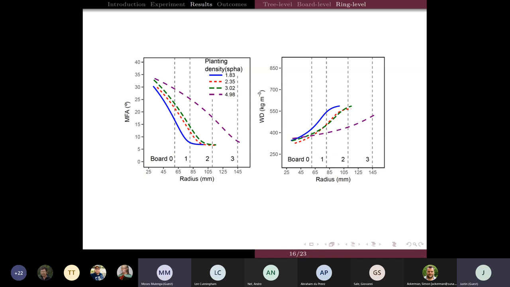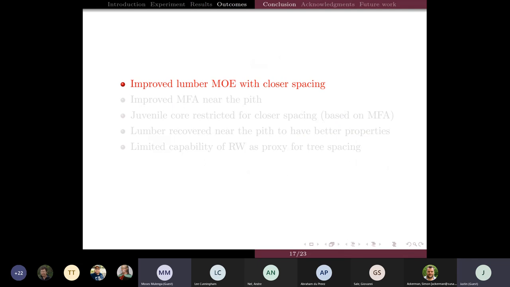And much the same is true with the density profiles. So in conclusion, from this sample, it's possible to improve the MOE of lumber by inducing a more competitive environment through closer spacing. And the MFA is significantly improved closer to the pith. The juvenile core is then suppressed as a result of this closer spacing.